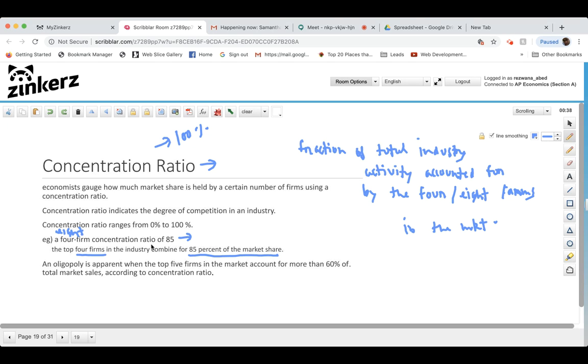And like I mentioned here, an oligopoly is apparent when the top 5 firms in the market account for more than 60% of the total market. It could be sales or production, according to concentration ratio. So if the top 5 firms in the market account for more than 60% of market sales, you would call them an oligopoly. And then, okay.